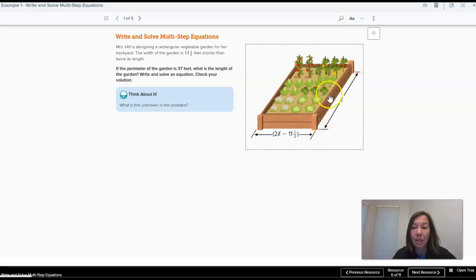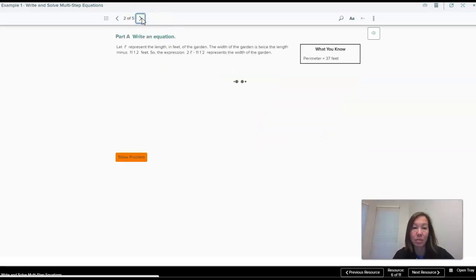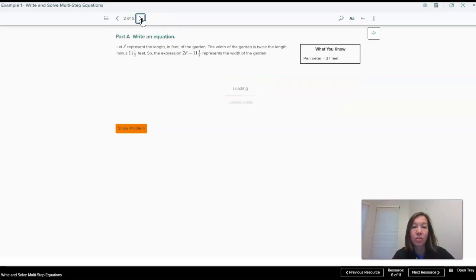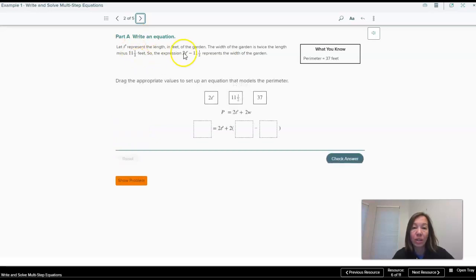And they even give you this here. So here's the length, and the width is 11.5 feet shorter than twice its length. So twice its length minus 11.5 is what this side ends up equaling. So if L is the length and the width is this expression, then the perimeter is 2 times the length plus 2 times the width. So you guys should know this formula for the perimeter of a rectangle. 2 times the length plus 2 times the width. And we are told that 37 is the perimeter.